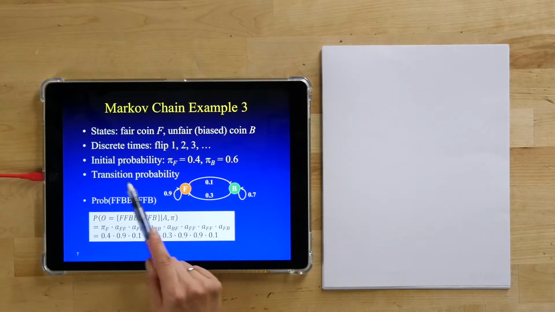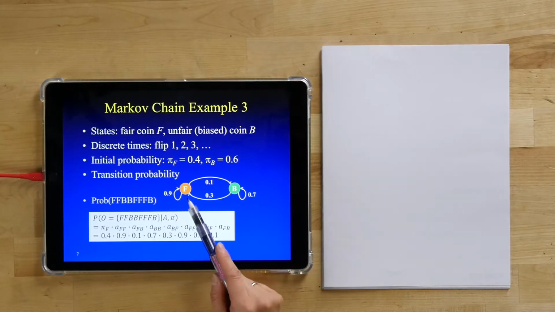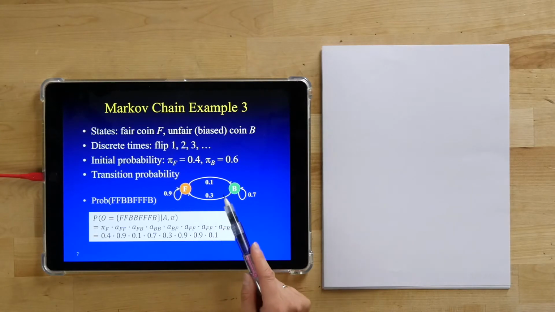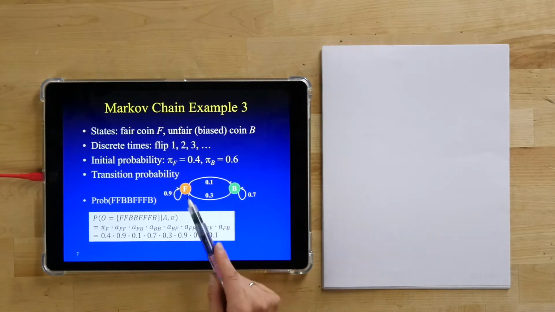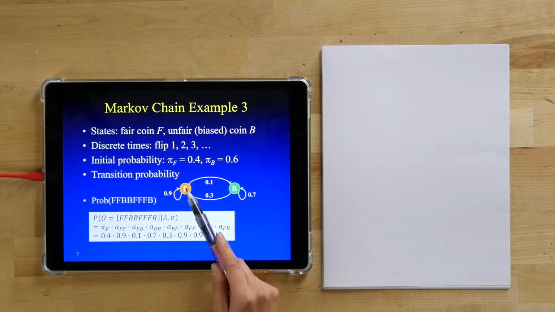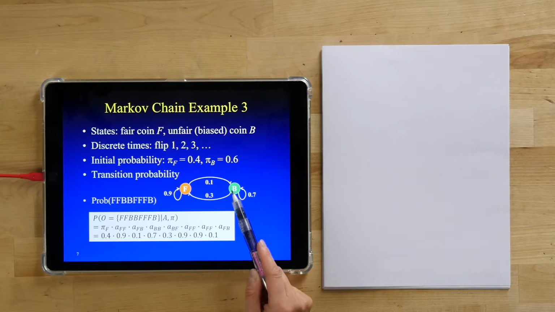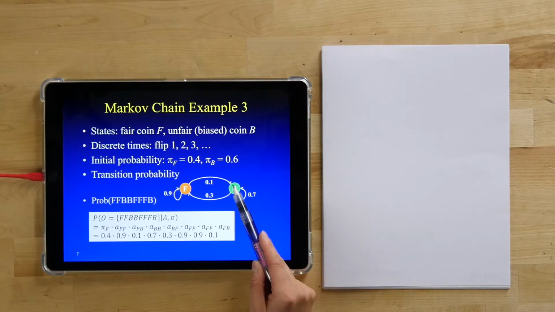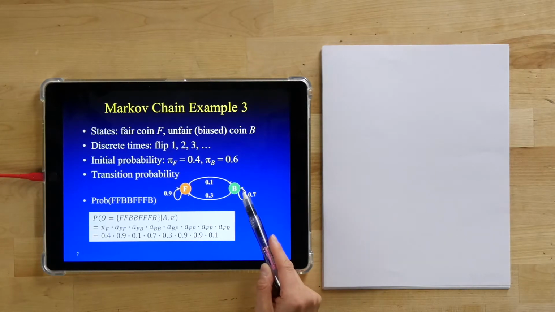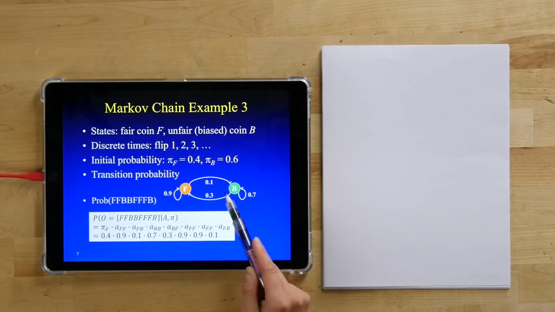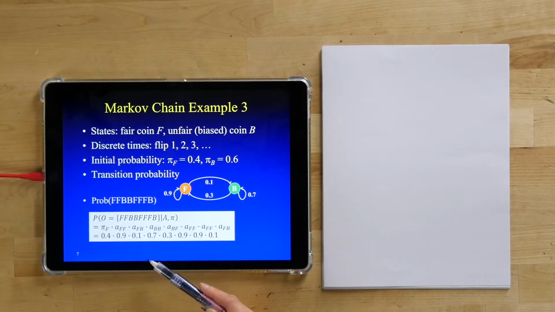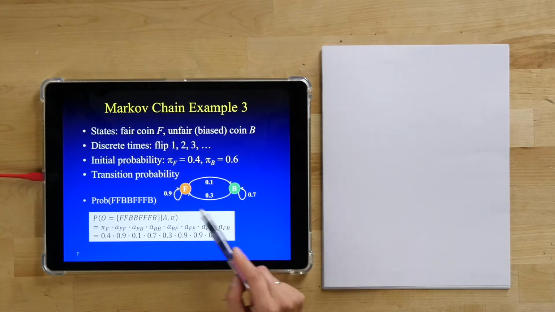And the transition probability, you can write it as a matrix, but in this case, since we have only 2 states, we can also use this kind of a diagram to show. For example, if I am using a fair coin, the likelihood that the next time I do a coin flip I'll use the same coin is 0.9, but then there's 10% chance I'm going to switch to a biased coin. But if I'm using a biased coin, then the chance that the next coin will be biased again is 70%, and then I also have 30% chance of switching back to the fair coin. And so this is the transition probability.